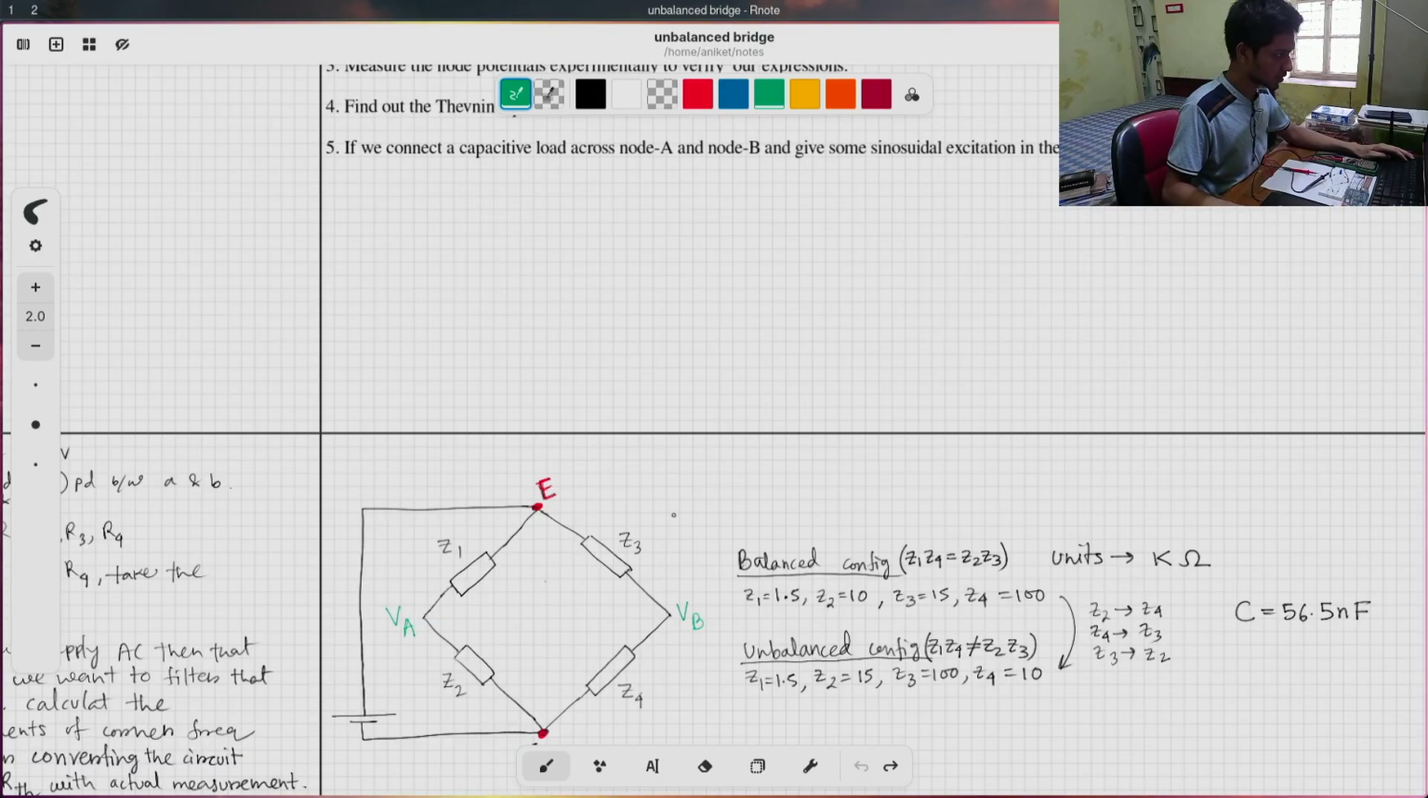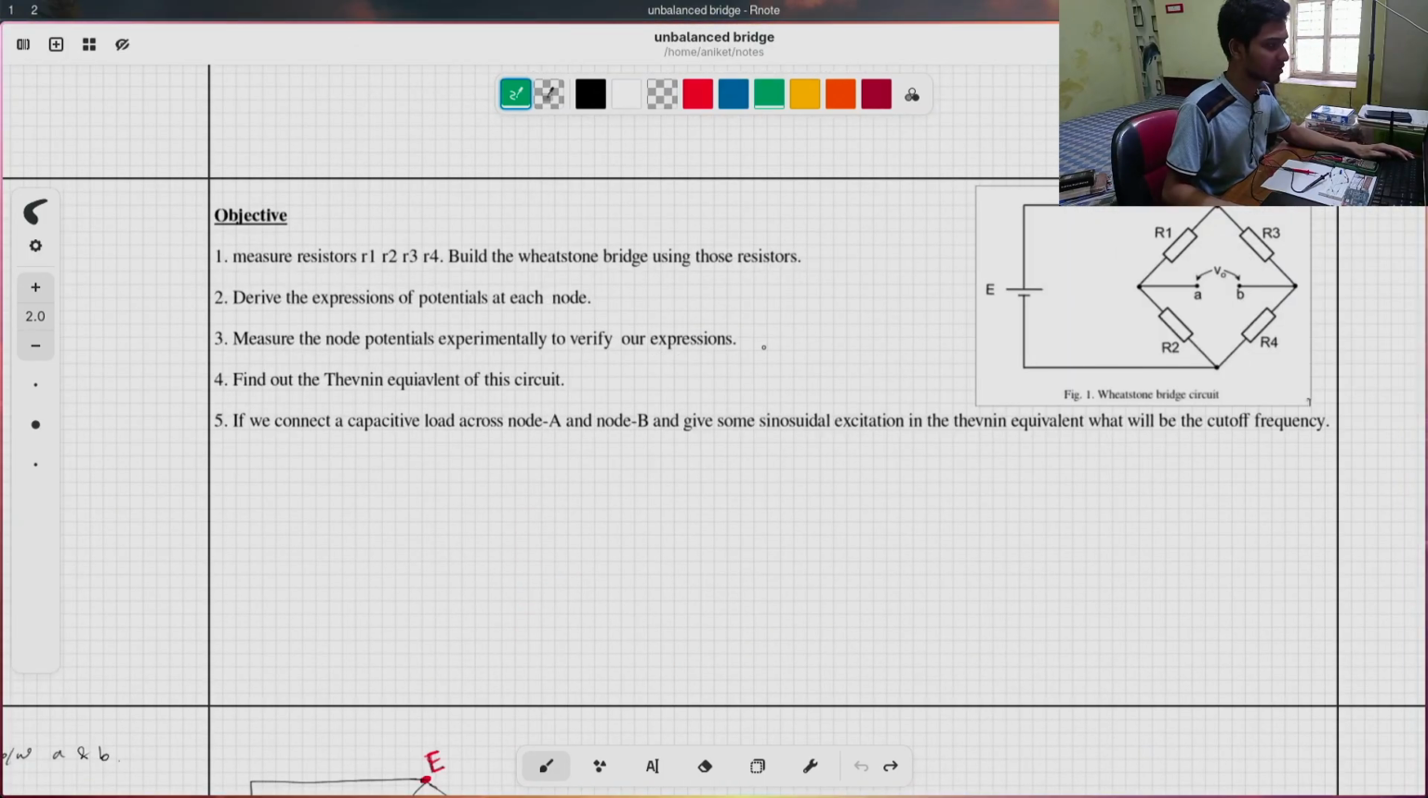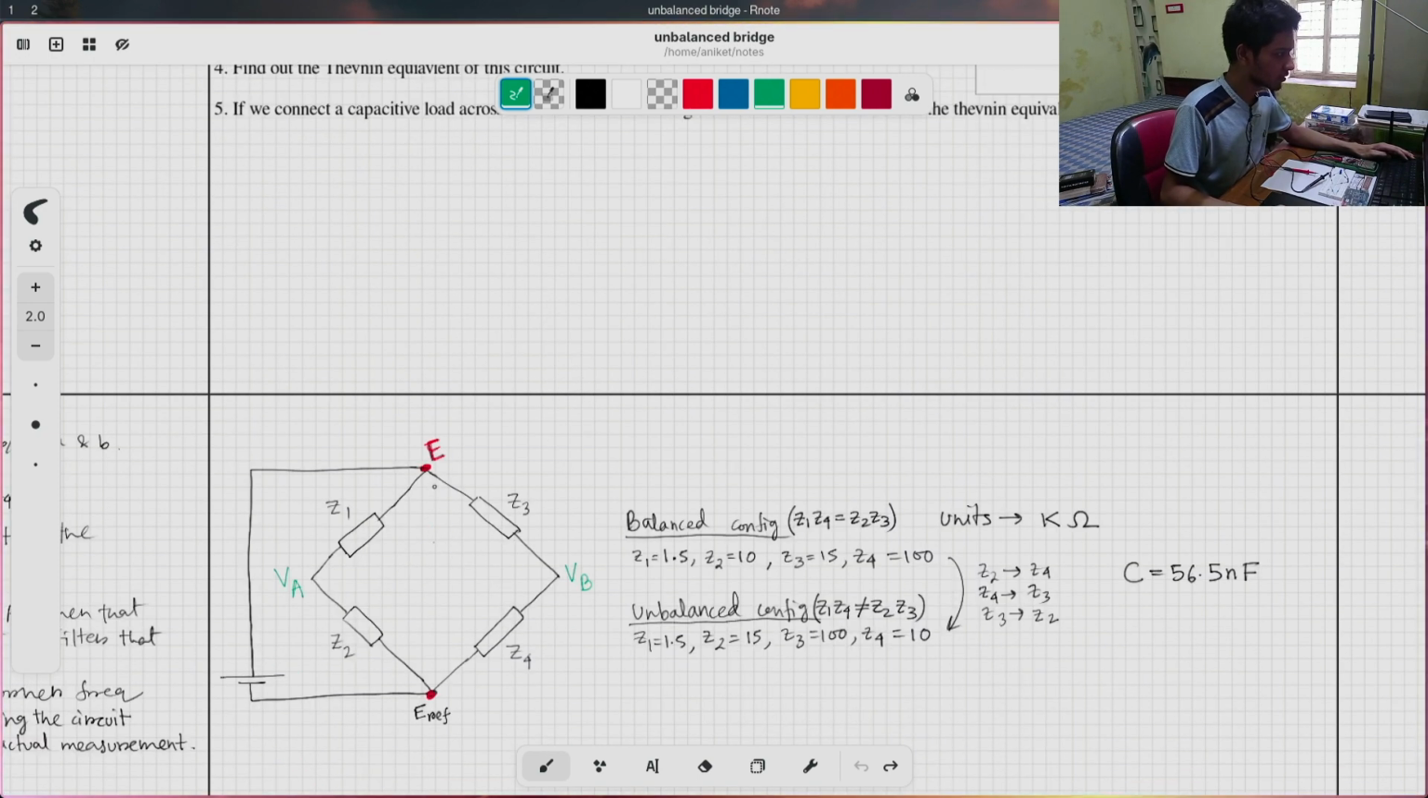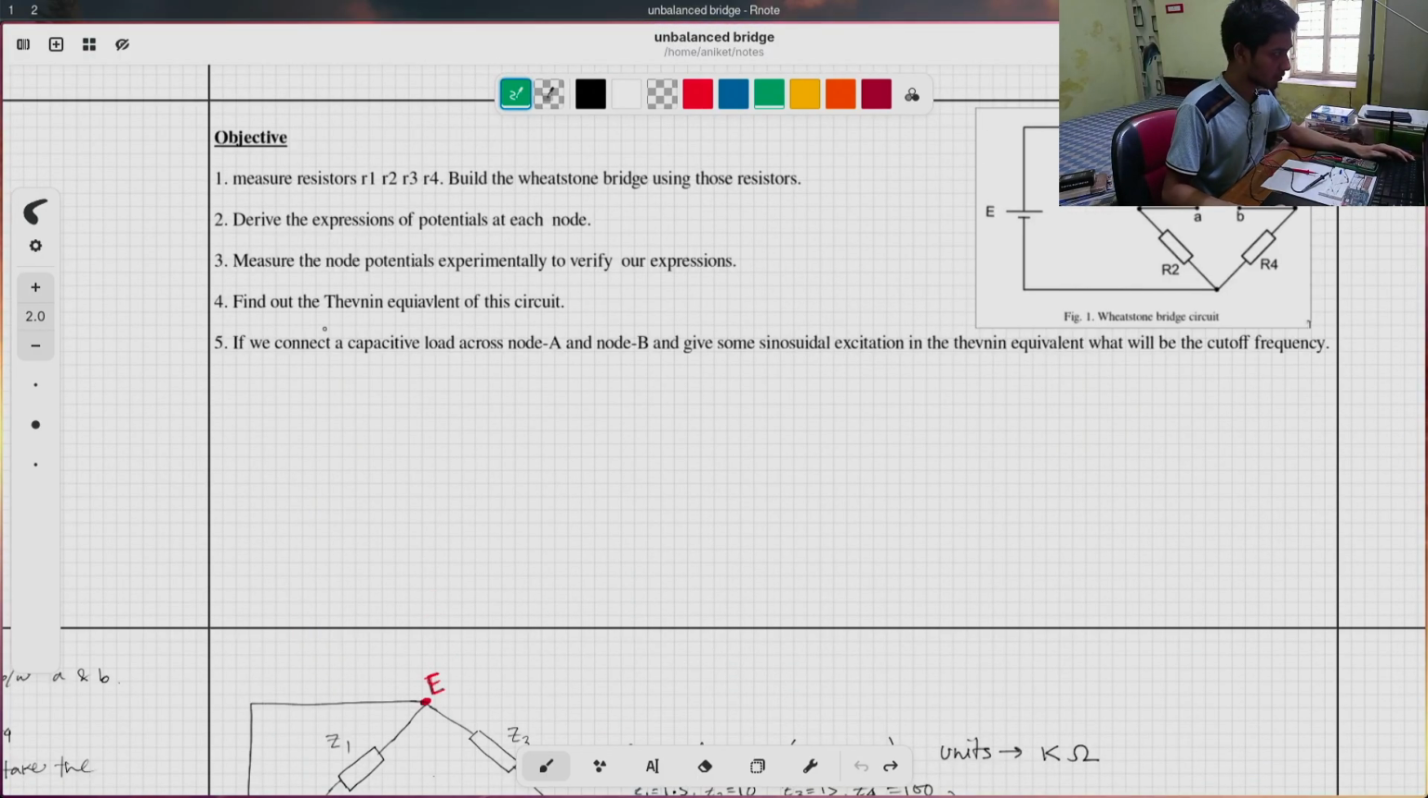Now the objective to measure the node potentials experimentally and verify our expressions for both balanced and unbalanced cases has already been done. Now we need to find out the Thevenin equivalent of the circuit. To find the Thevenin equivalent, we basically need the open circuit voltage across VA and VB. We have already done that for the balanced case, but we need to find the Thevenin equivalent of the circuit for the unbalanced case, because in the next step we are going to do some sinusoidal excitation. So let's check that out.